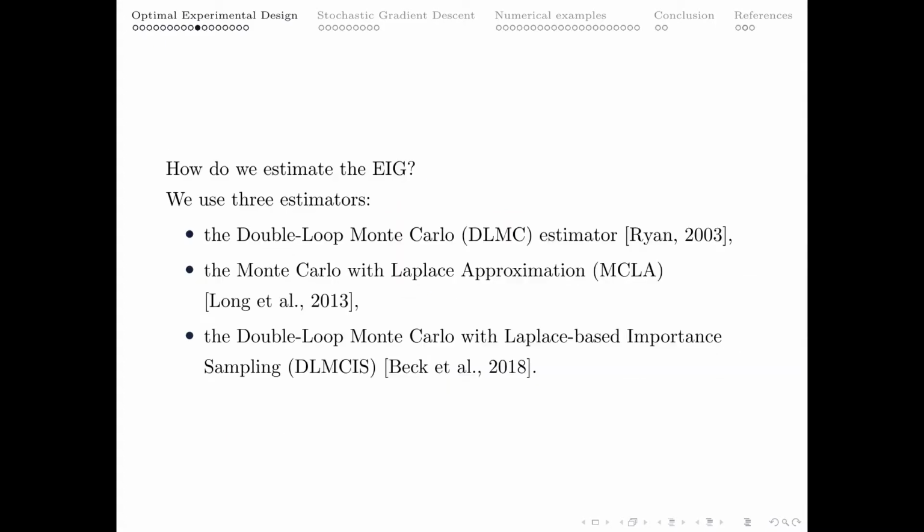Now, how do we estimate the expected information gain? Well, we use three estimators already known in the literature: the double loop Monte Carlo proposed by Ryan, the Monte Carlo with a Laplace approximation proposed by Long et al., and the double loop Monte Carlo with Laplace-based importance sampling proposed by Beck et al.